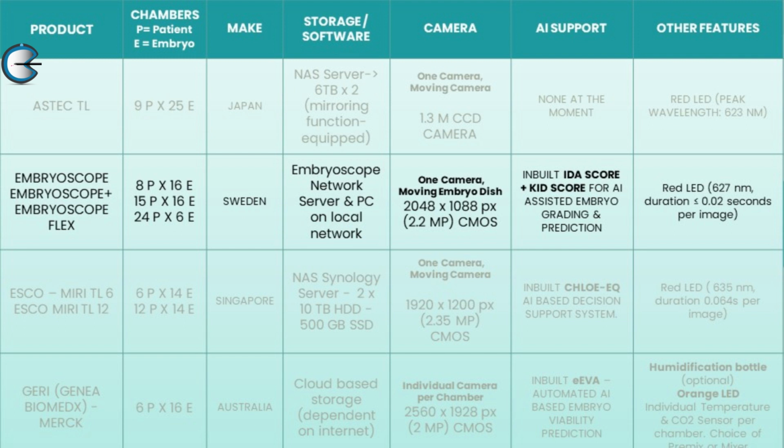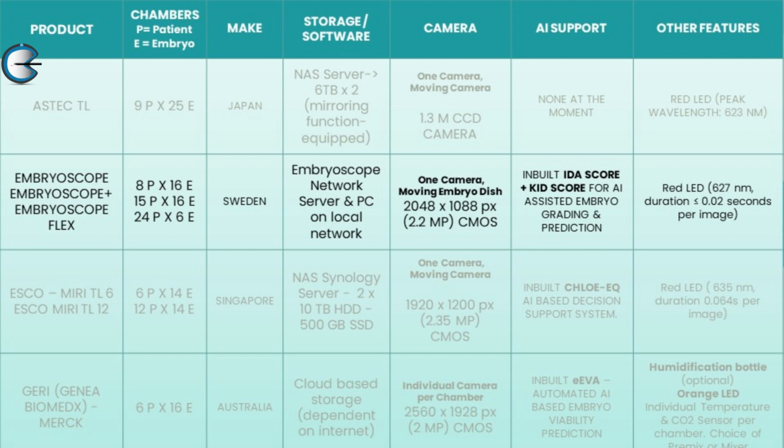It has 3 models: Embryoscope, Embryoscope Plus, and Embryoscope Flex. The number of patients that you can culture in Embryoscope is 8 with 16 embryos each. The Embryoscope Plus has 15 patients worth 16 embryos each, and the newer one is the Embryoscope Flex, specifically made for poor responders, where you have 24 patient worth dishes and 6 embryos each.